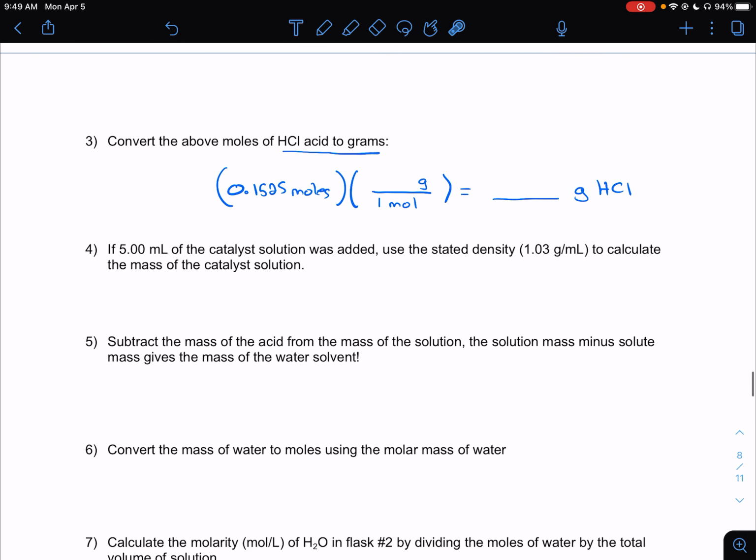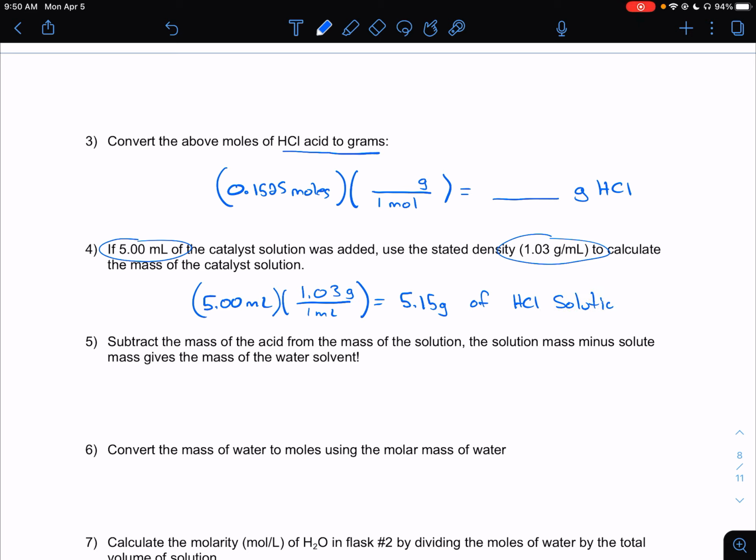In the next question, what we're asked is, in this same 5 mL of the catalyst, the density of the solution was 1.03 grams per mL. So calculate the total mass of the solution. Here, very simply, we're just going to take our volume and our density to get a total mass. We take our 5.00 mL, that's what we pipetted, and multiply that by 1.03 grams per 1 mL. We're going to get 5.15 grams of HCl solution.